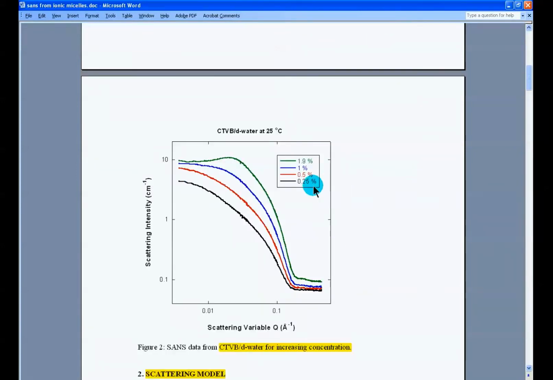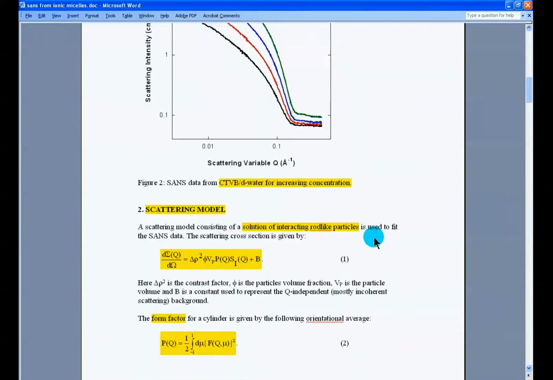At low volume fraction, we get mainly the contribution from the form factor. When we increase the concentration, we see a peak show up. It's the contribution from the inter-rod structure factor. We'll be analyzing the data for dilute, for low concentrations mostly.